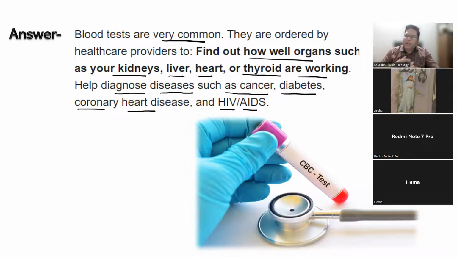If an organ is not working properly, we can examine it with the help of a blood test, because in the blood, different components are present. As you said, WBC is also there, RBCs are also there, plasma like watery fluid is also there, different proteins are also there. Right, beta?